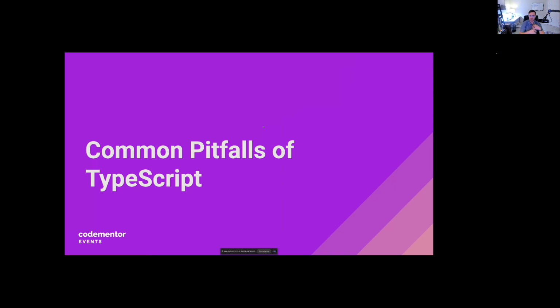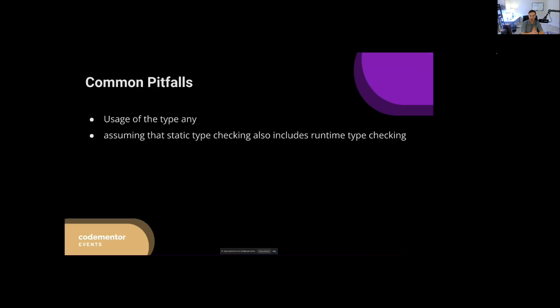So this is a nice segue into the common pitfalls of TypeScript. We talked a bit about that previously, and we'll talk about the two big pitfalls, which are the usage of the type any, and assuming that static type checking also includes runtime type checking.